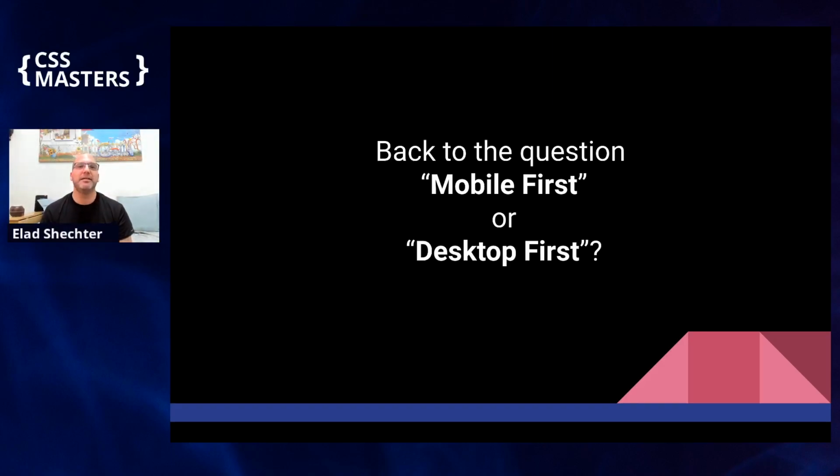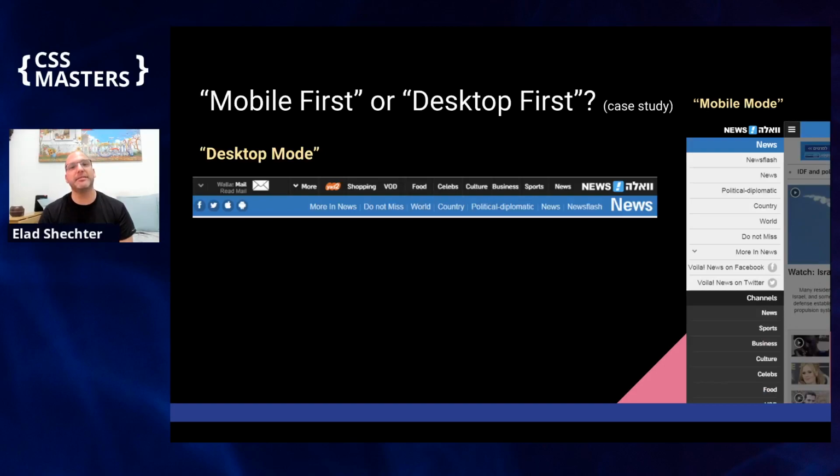It's saying that the basic style of the desktop, we write them without any media rules. And in narrow screens, we are overriding CSS or adding some CSS, okay? Which methodology is better? Before I answer this specific question, I want to show you another case study.